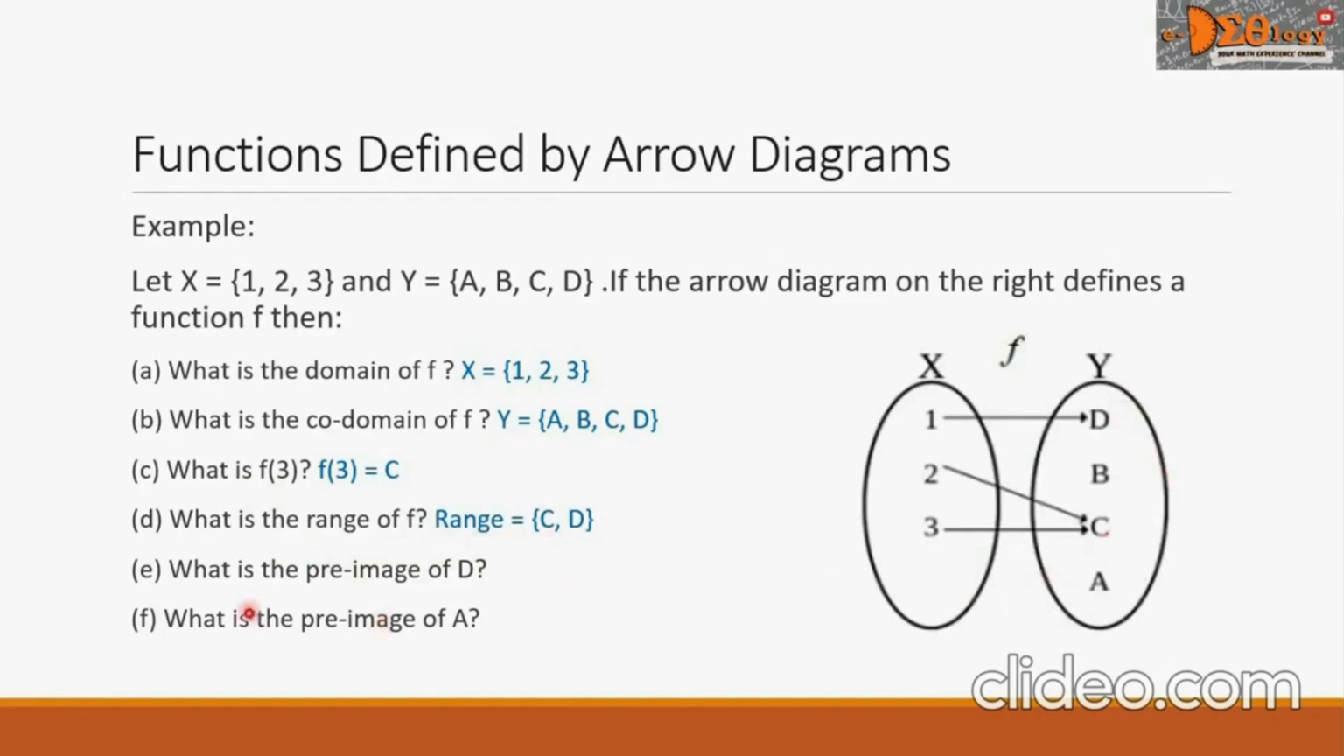Question E. What is the preimage of D? The D is here. The preimage is 1. Question F. What is the preimage of A? The A is here. So A has no preimage.